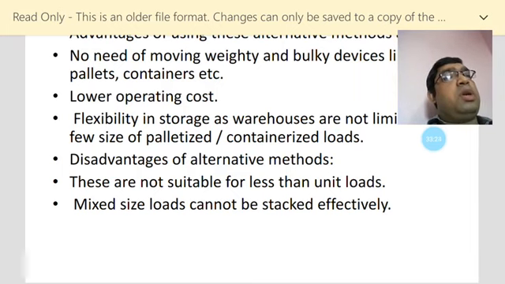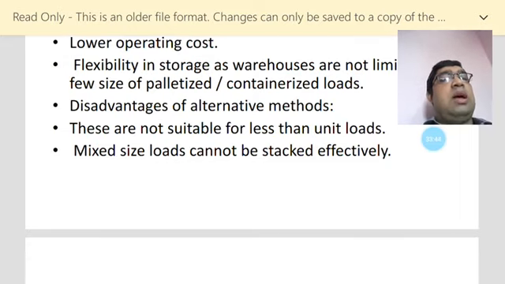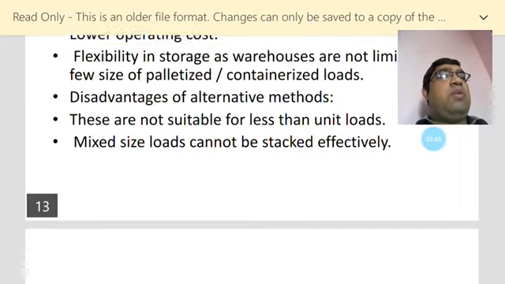Sometimes, or maximum times, we have to transfer small quantities of materials from one place to another. This is very difficult for small quantities of materials. These methods are not suitable for less than unit loads, and max size loads cannot be stacked effectively.